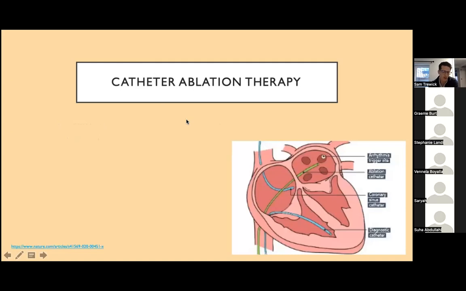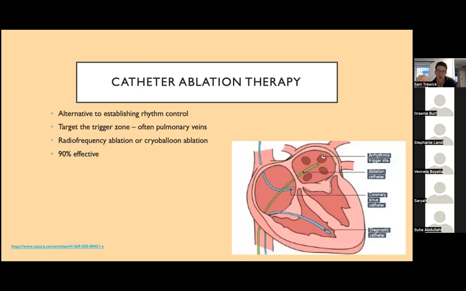Finally, I thought I'd just very quickly discuss these two additional therapies that we can have as methods of rhythm control. And this is more done in the outpatient setting. So the first is catheter ablation therapy. And it's a way of establishing rhythm control.